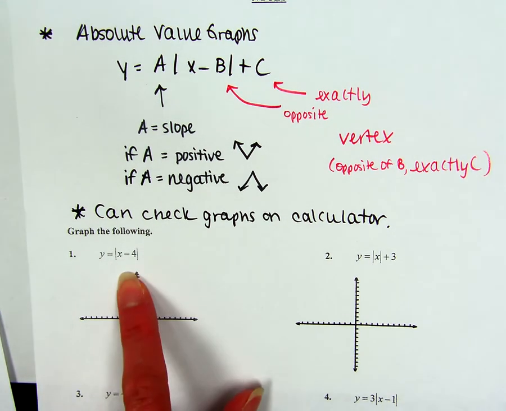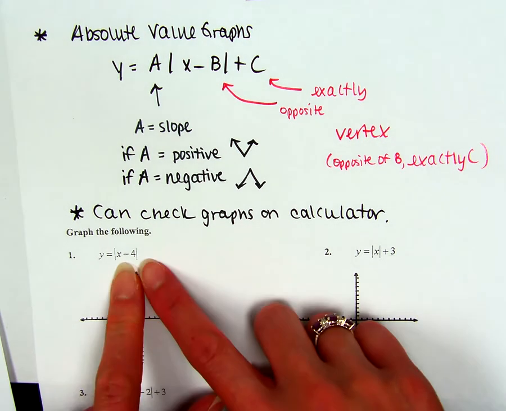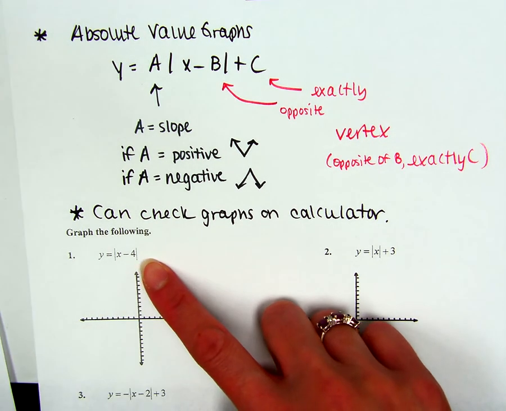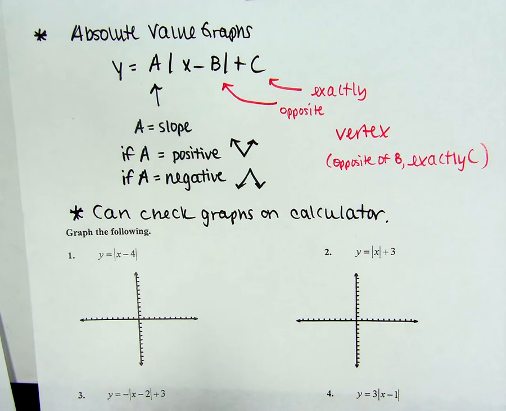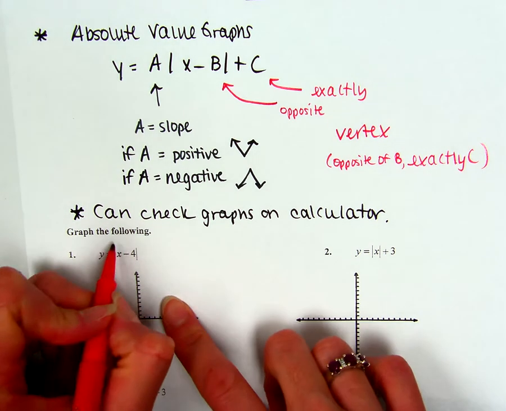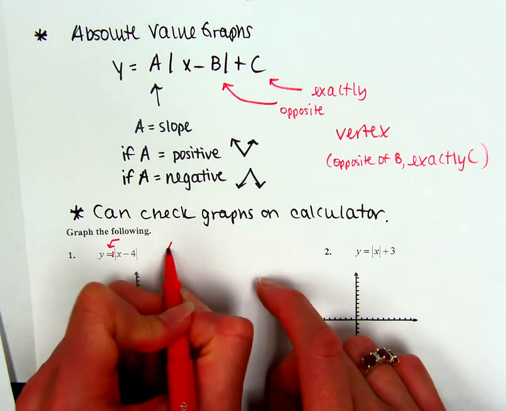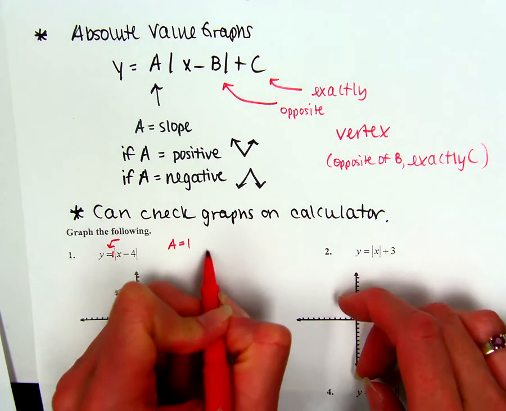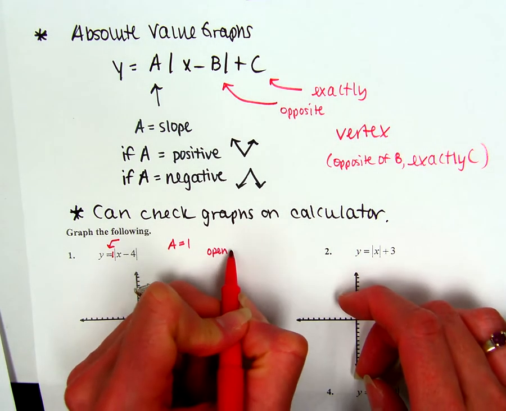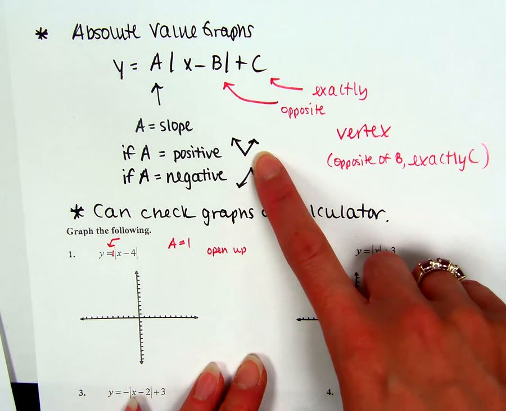All right, so you'll know these are absolute value because you'll see the absolute value symbols, which are those vertical lines up and down. So we're going to look at, is A positive or negative? Well, when you don't see a number here, there's really a 1 here. So A equals 1, that's a positive number, so that tells me that the V shape is going to open up. So it's going to look like this kind of a graph.